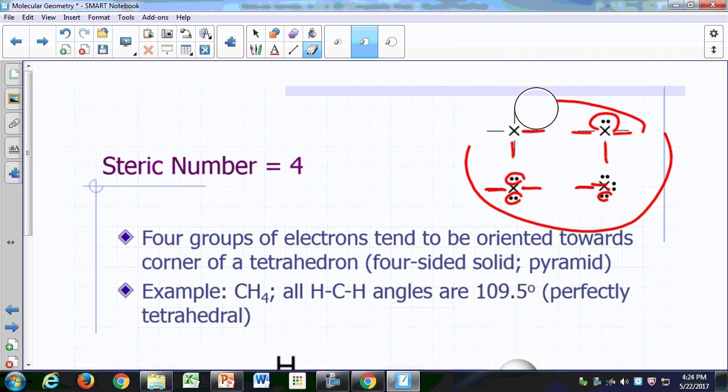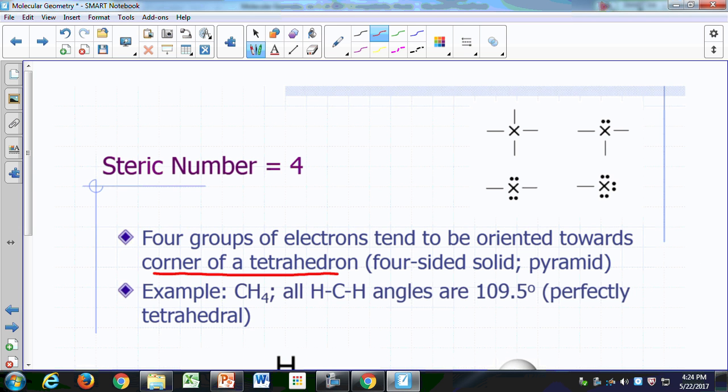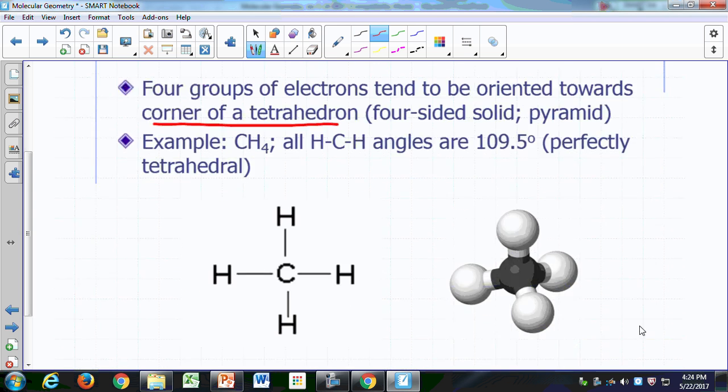So when you have 4 groups sticking out of an atom, those 4 groups will tend to be oriented towards the corners of what's called a tetrahedron. So it looks like this. Methane, for example, has 1, 2, 3, 4 groups. These 4 groups are not actually on a plane, because this would be 90 degrees right here. Actually, in reality, that's not going to be 90, because the molecule is capable of achieving an angle that's bigger than 90 degrees. Okay, and this is what it looks like.